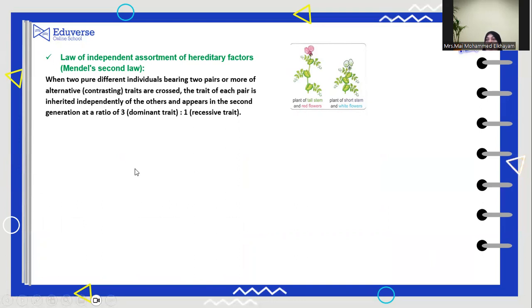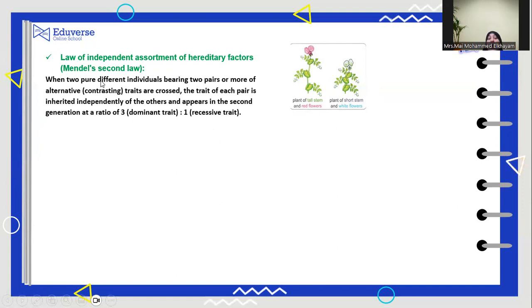In the first law, what did he do? He was just following one trait at a time, while here we are following two traits at a time. And by the way, the first law is called the law of segregation of factors, and here it is called the law of independent assortment of hereditary factors, the second one.